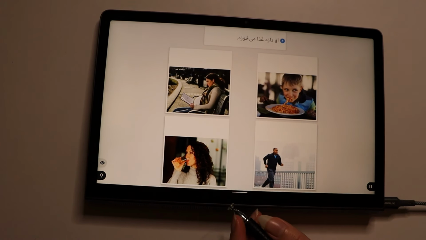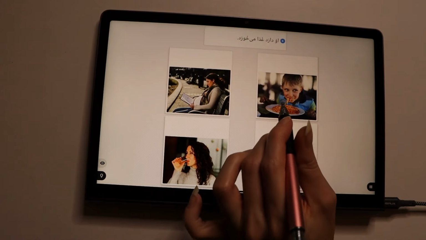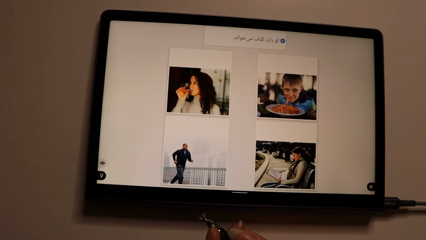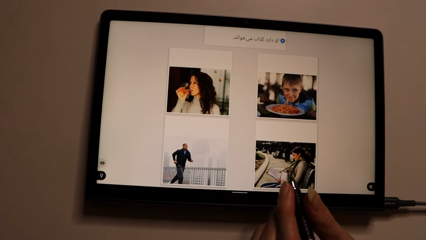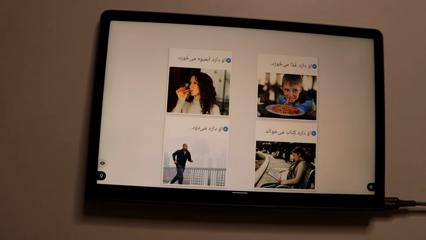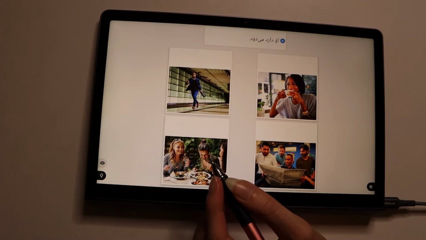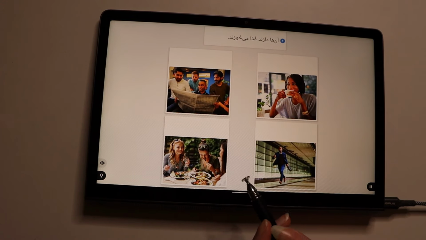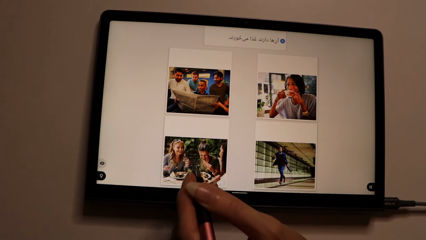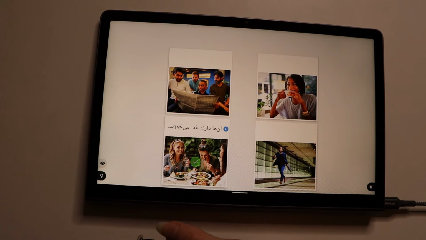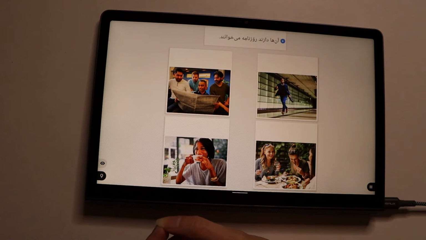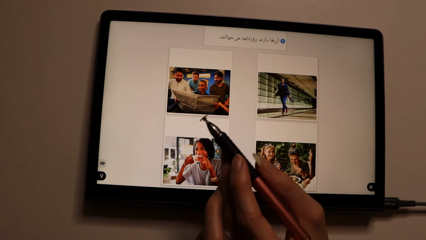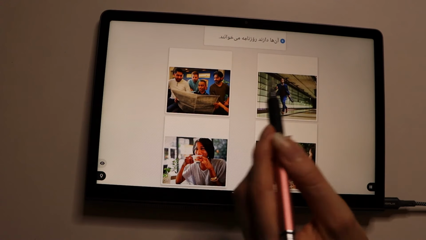U dorad ghaza mikhorad. This was reading, I guess. No, this was eating. او دارد کتاب می‌خواند. Reading. او دارد می‌دود. This was running. آنها دارند غذا می‌خورند. This is eating, hopefully. آنها دارند روزنامه می‌خوانند. Okay, when it's آنها, it's multiple people, and this او was just one person.